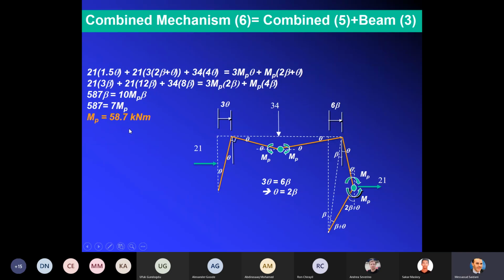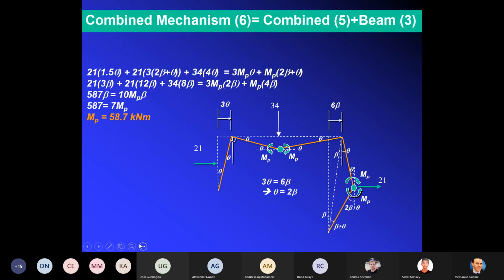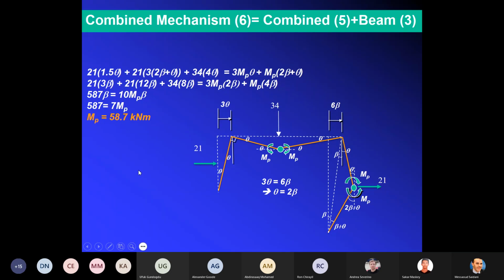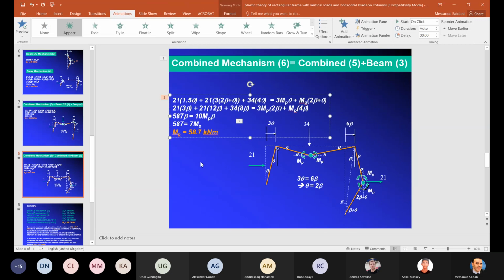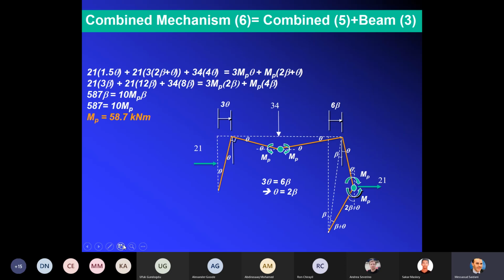587 divided by 10, not 7, it's actually 10 here, sorry. Okay, the answer is correct. So the moment MP for this combined mechanism is 58.7 kilonewton meters. And there are no more independent mechanisms to consider. As I said, this one here will be completely irrelevant, okay?